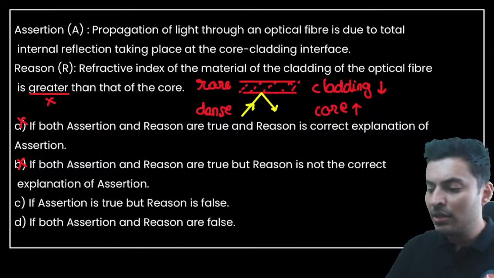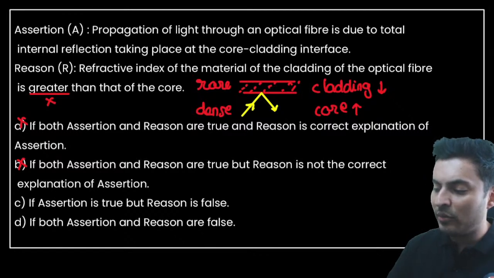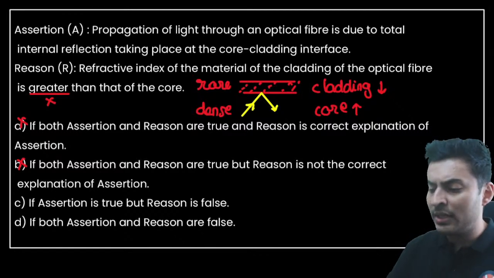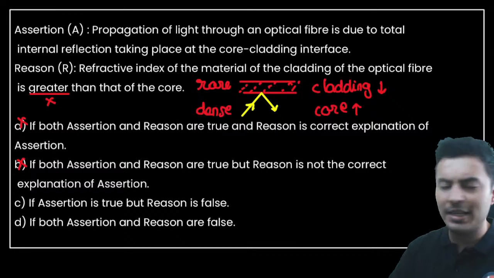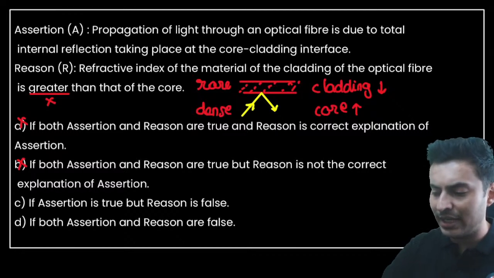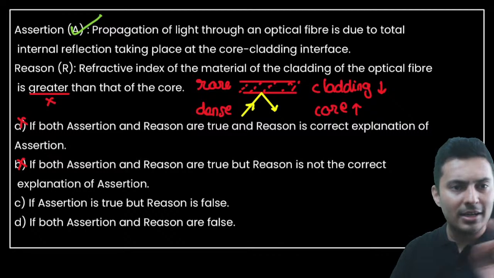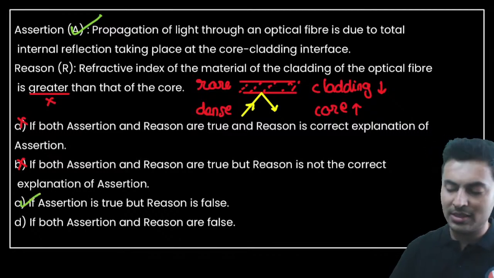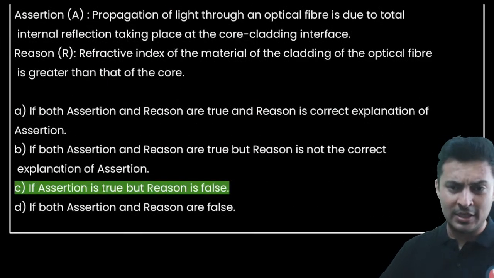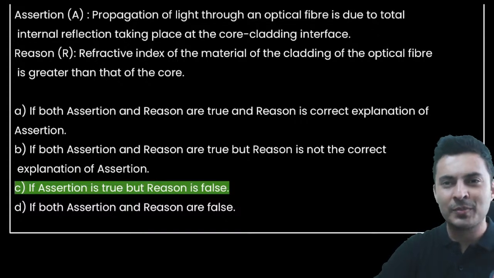Now look at the assertion. Light, when it propagates through a fiber, is due to total internal reflection taking place at the core cladding interface. Exactly. That is the reason why it happens. That is one of the applications directly mentioned in NCERT. So I think option C should be correct. Let's have a look. Yes, option C is correct. Understood, my dear warriors, how to do these questions?